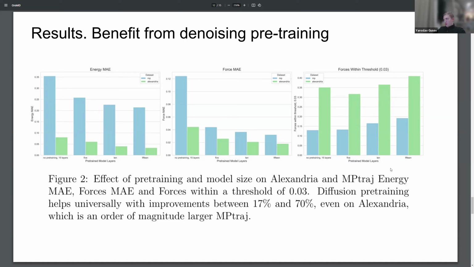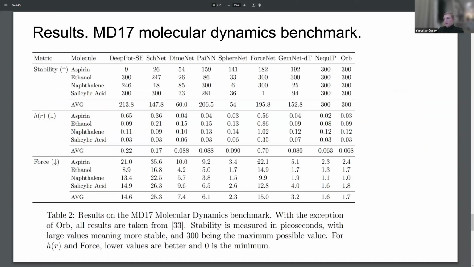And so in this way they show that pre-training helps with respect to not pre-training and starting from scratch, fine-tuning the model. It worked on two different data sets that they considered. And here are the results of molecular dynamics.